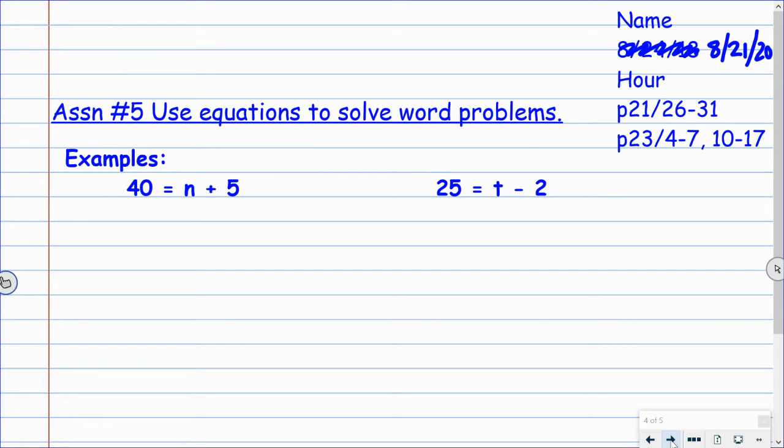Page 21, numbers 26 to 31, and page 23, numbers 4 to 7 and 10 to 17. Should all fit on front and back if you guys are smart with your space, but you're welcome to use 2 pages. Go ahead and hit pause right now and make sure you have titled your paper correctly. Go ahead.